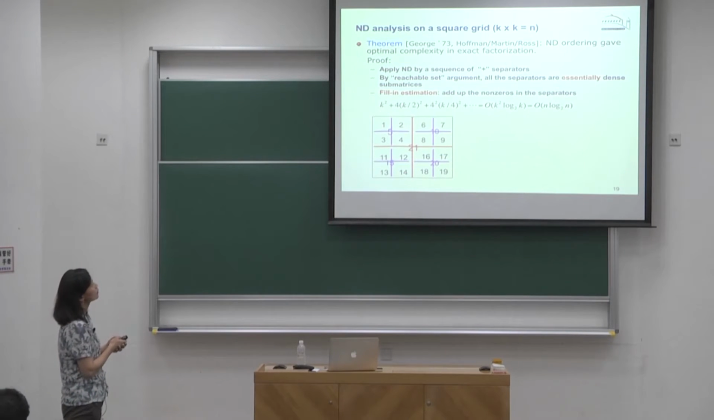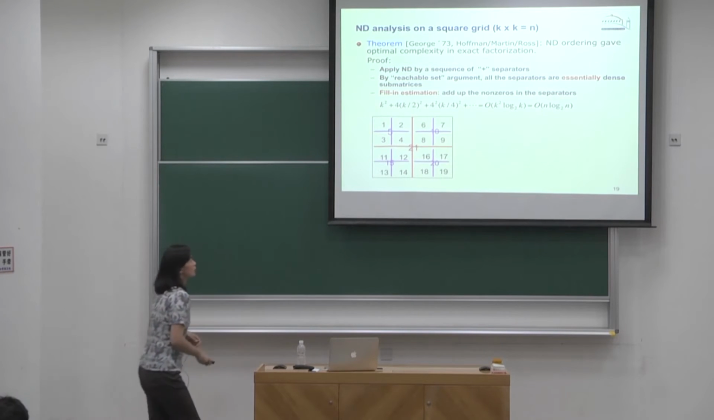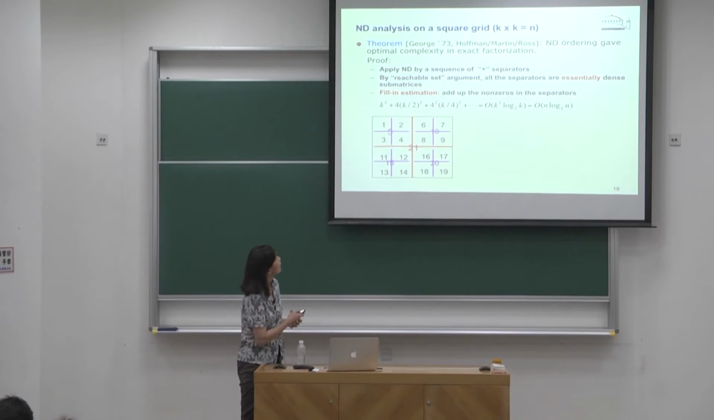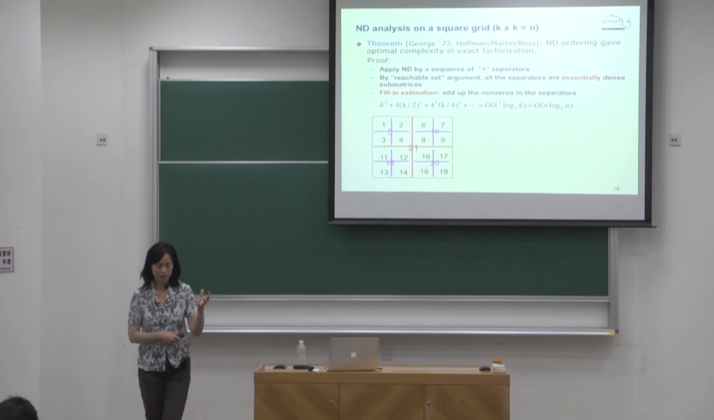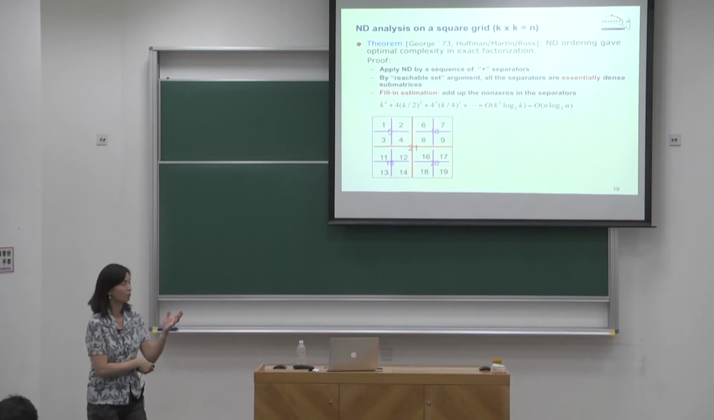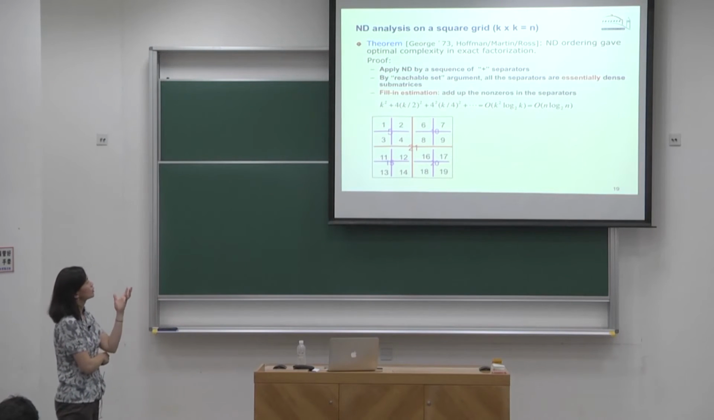In the end, you can calculate the number of non-zeros in the factors. It's order of k squared log k, right? And then k squared is the number of equations, the dimension of the matrix. k squared is n, so it's O(n log n). Okay, so then you see that there's already a factor blow up here, even for this 2D problem.